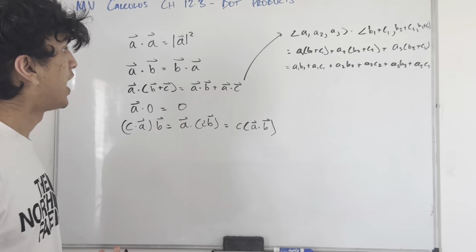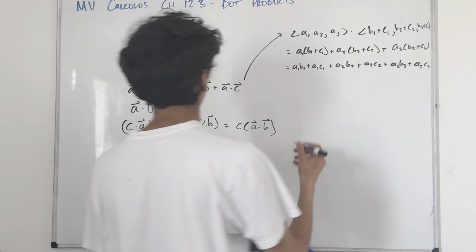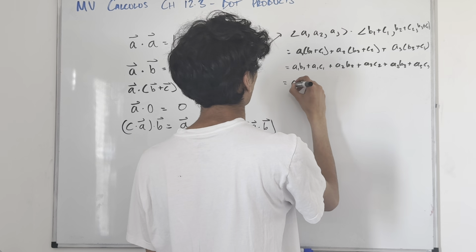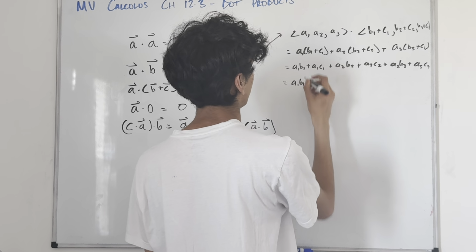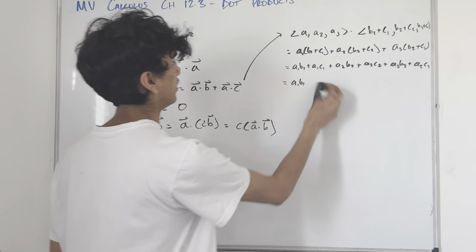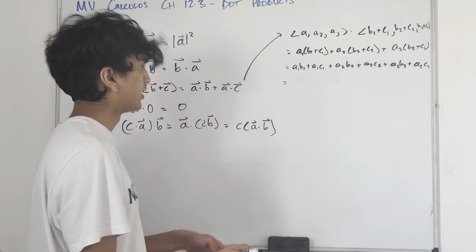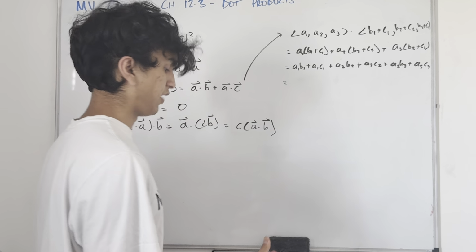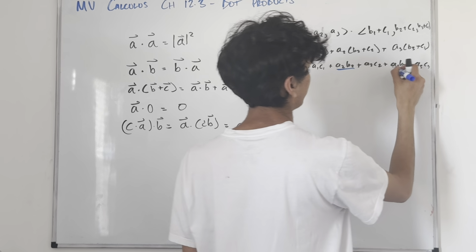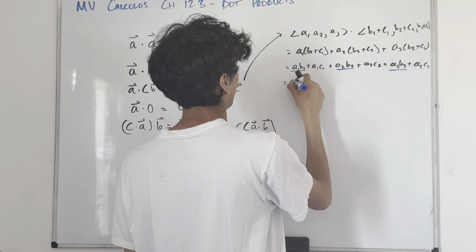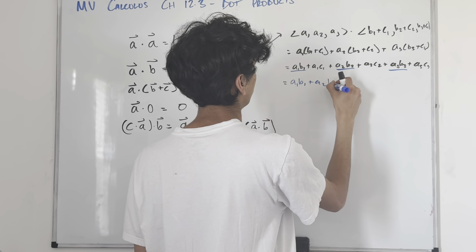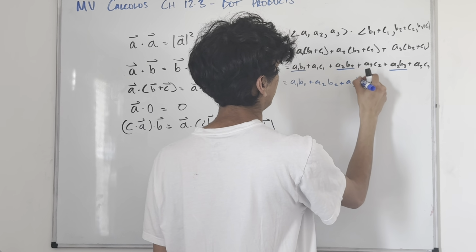And then now I can group them together. Should I do it with different markers? Yeah, let's do different markers. I have this A1 B1 term, I have this A2 B2, and I have this A3 B3. So I get A1 B1 plus A2 B2 plus A3 B3.